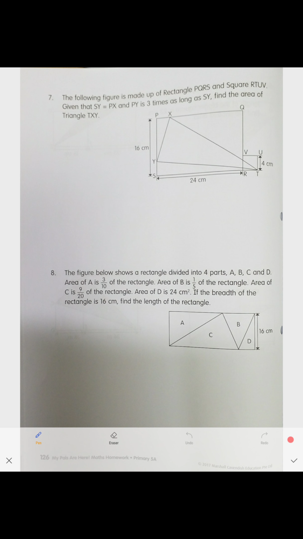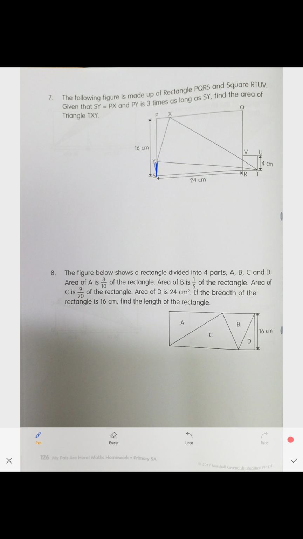All right, problem 7. The following figure is made up of rectangle PQRS, we can see that, and square RTUV, so this small square. Given that SY is equal to PX, this side, and PY is 3 times as long as SY. Where's PY? This is PY. PY is 3 times as long as SY. So you should think of your 3 units.